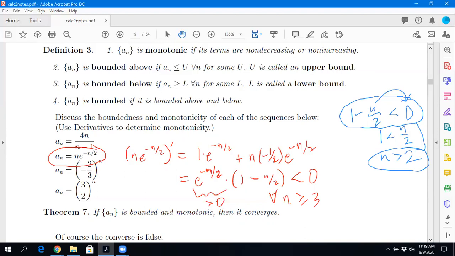So let's just say in this case, the sequence an that we're dealing with here, n e to the minus n over 2, is eventually, and we can even say very specifically when it starts, eventually what? Decreasing. Okay, it's eventually decreasing. Does it converge?